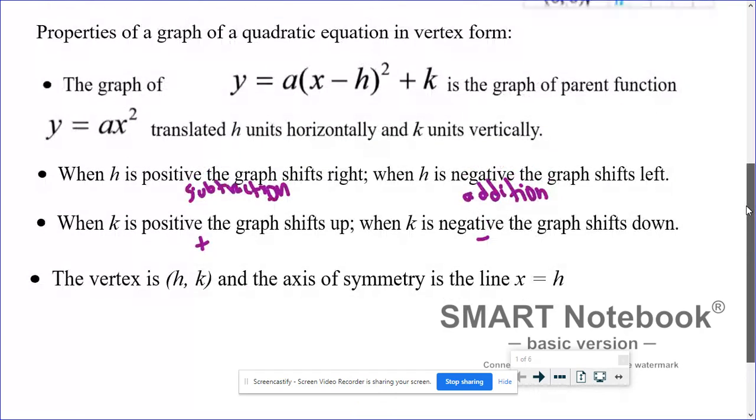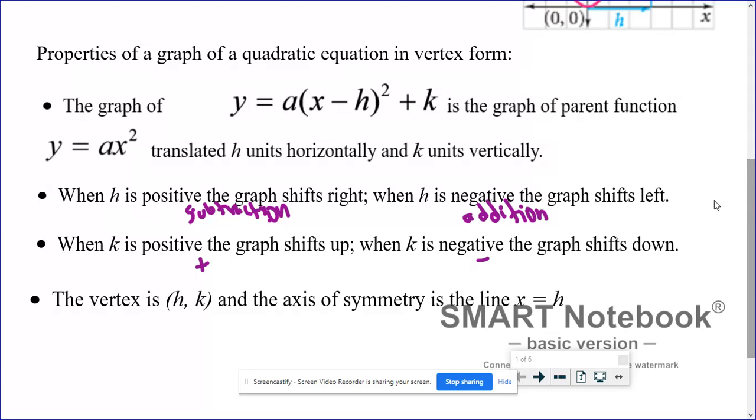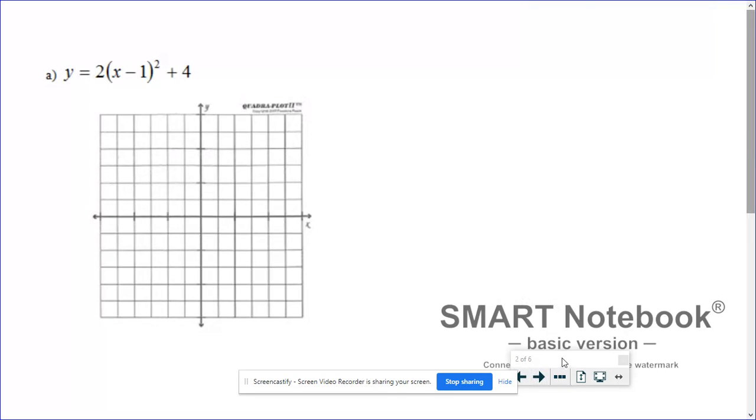So when you're given a function in vertex form, you can get the vertex and the axis of symmetry without doing any calculations. You just pull that information out and you can use it. Then you'll just need to find a couple other points. So let's go through the process here.